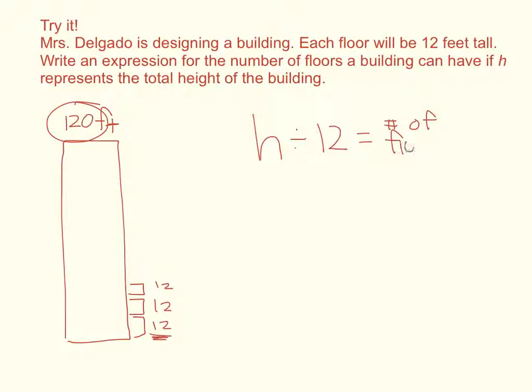An easy way to remember this is if you're trying to make a smaller number than you started with, you'll divide or subtract. If you're trying to make a bigger number, it'll be multiplication or addition. So this is your expression, H divided by 12.